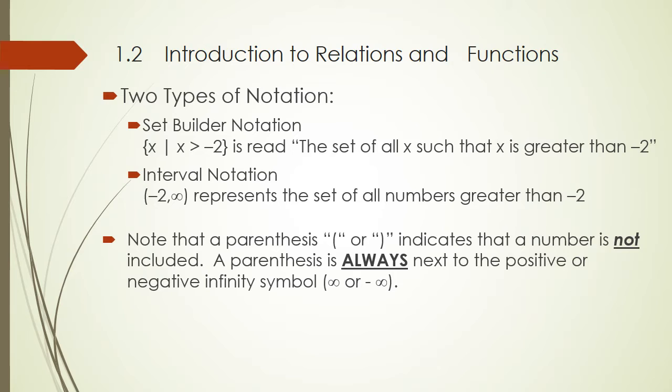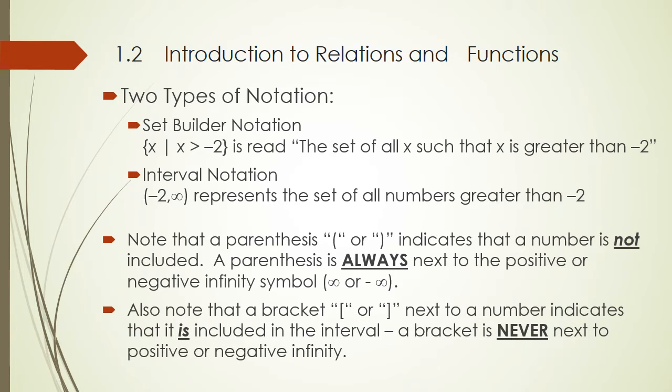Now, notice something. You've got a parenthesis there. The parenthesis indicates that the number that's next to it is not included in the set. This was not a greater than or equal to -2, just a greater than. You always use a parenthesis next to the positive or negative infinity symbol because infinity is not a number and you cannot have something that actually equals infinity.